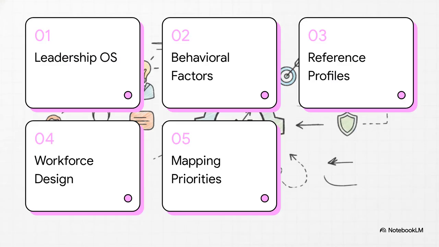So here is our roadmap for today. First, we'll look at the leadership operating system. Second, we'll break down the 4 behavioral factors. Third, understanding reference profiles. Fourth, strategic workforce design. And finally, number 5, mapping profiles to priorities.